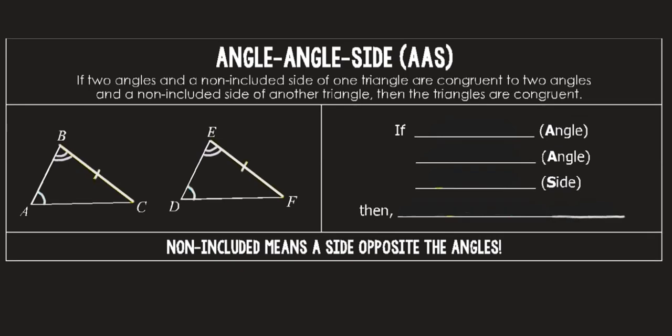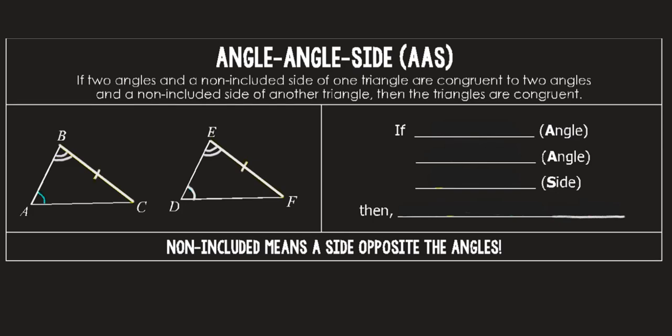Next is angle angle side, or AAS. If two angles and a non-included side of one triangle are congruent to two angles and a non-included side of another triangle, then the triangles are congruent. So in this image, notice we have two angles, but the side is not between the angles.